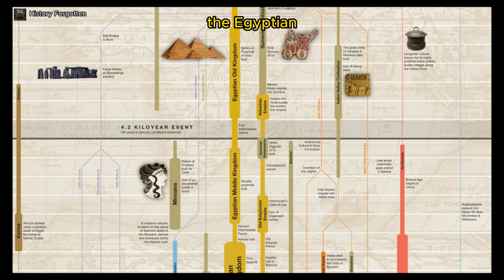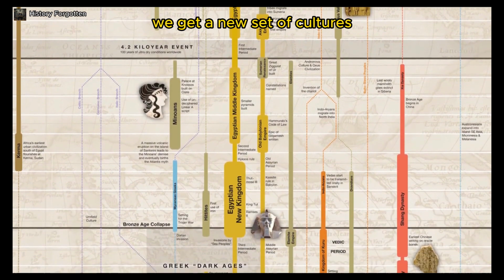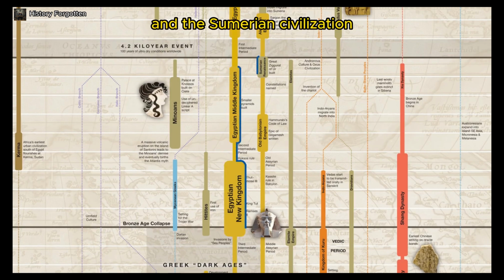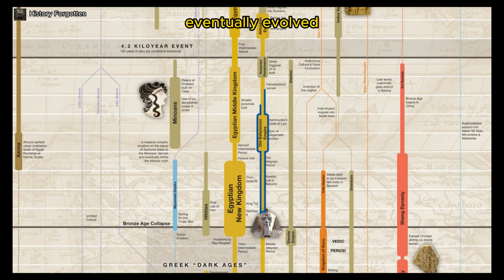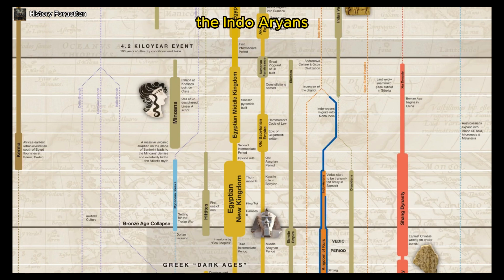Because of this, the Egyptian Old Kingdom, the Akkadian Empire, which had conquered Sumer, and the Indus Valley Civilization all declined rapidly. And in the time period that followed, we get a new set of cultures. Egypt was revived as the Middle and New Kingdoms, and the Sumerian civilization eventually evolved into the Babylonian civilization. But in South Asia, we get a more dramatic change. The Indus Valley cities disappear altogether, and we get a new set of people arriving, the Indo-Aryans, who were part of the larger European group.